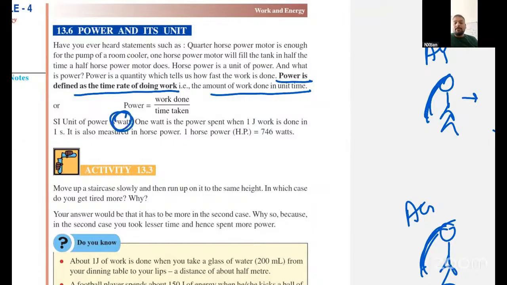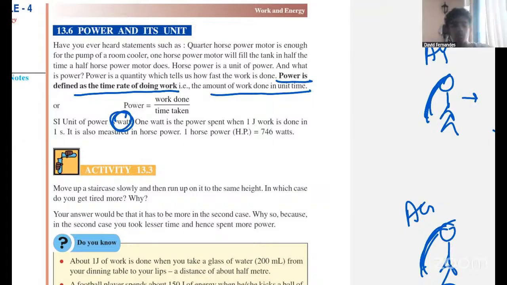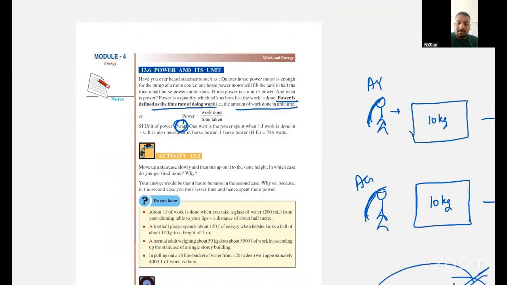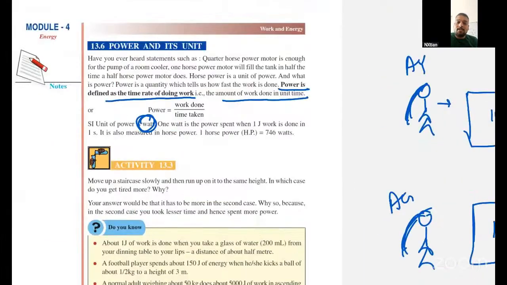What is the unit of power, David? I'm asking, what is the unit of power? Watt. Okay, so we have watt in our midst. The watt is the unit of power, in which we measure power. Got it, everyone? We have completed the chapter.